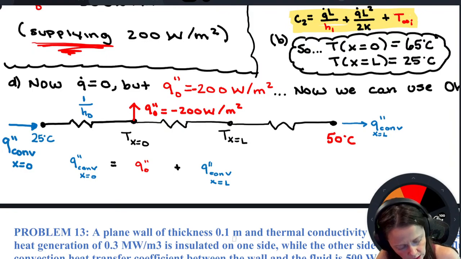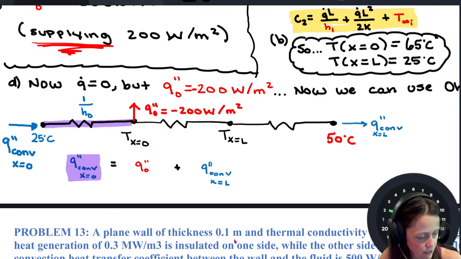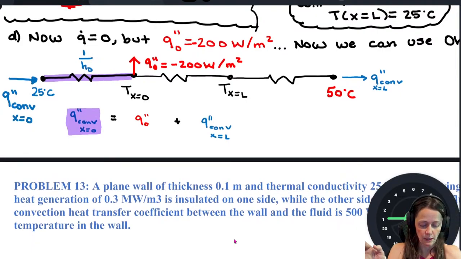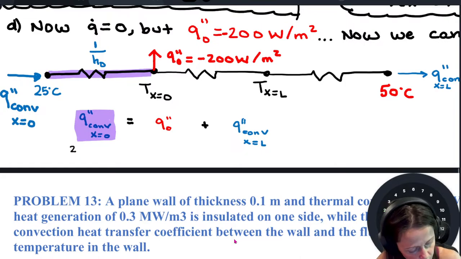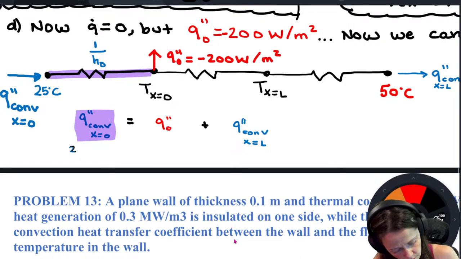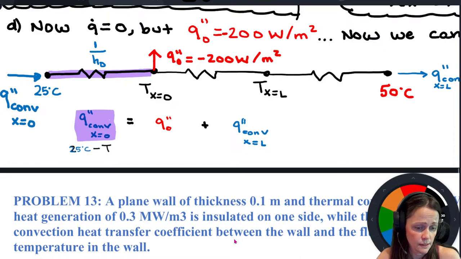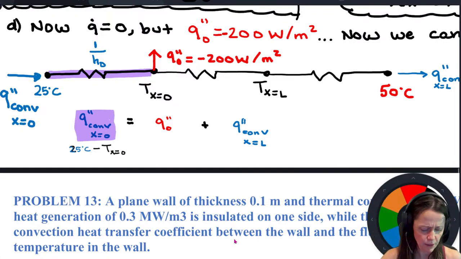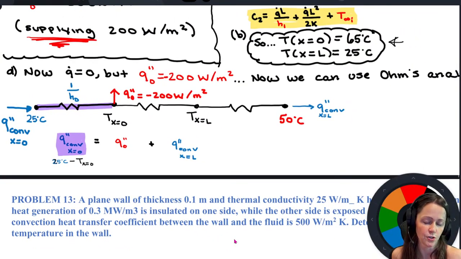So the q by convection is going to be defined right here. And by Ohm's analogy, that heat flux is going to be the difference in temperature, so it's going to be 25 degrees Celsius minus T at x equals 0. And you might say, well, wait a minute, I thought we figured that guy out. And we didn't yet, because these temperatures are the temperatures at x equals 0 and x equals L when the q dot is still going. But we've just switched it off, so we want to see what happens.